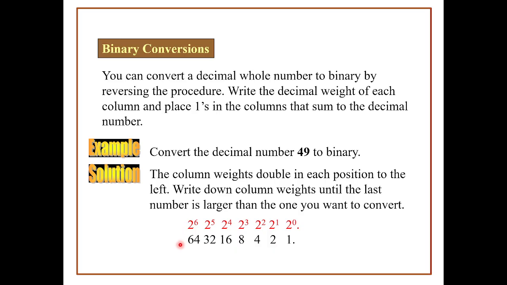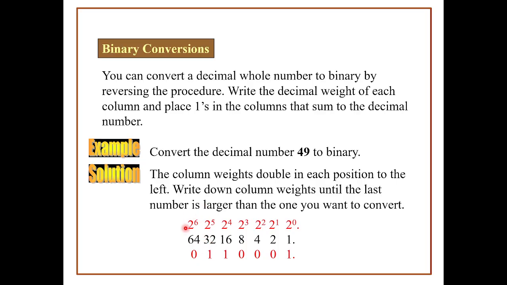And we see here, for 2 to the power 6, you get 64. 2 to the power 0 is 1. But we want number 49. So we wait until the last number is larger than the one you want to convert. So you see here, this 32 is lower than 49. Then after that is 64. So 49 falls over here.